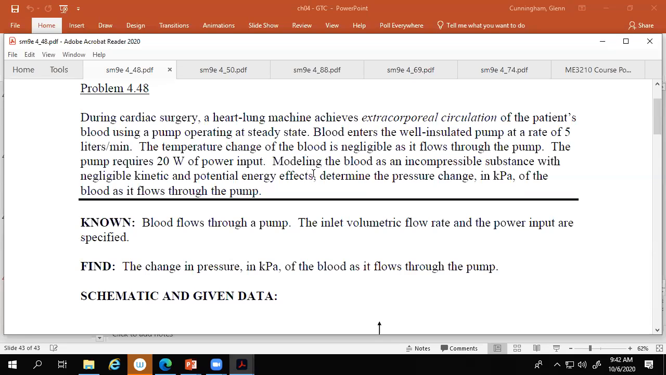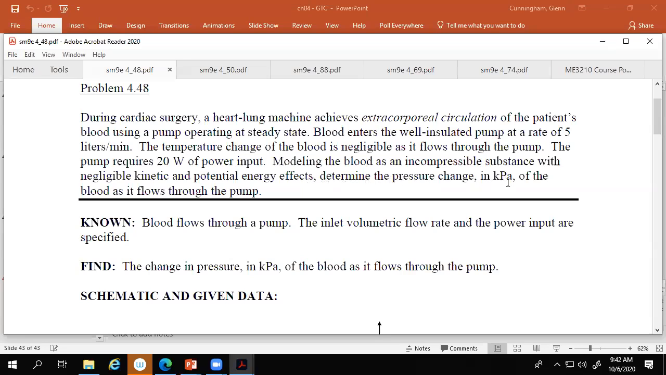Let's see, the pump requires 20 watts. 20 watts isn't much. Modeling the blood as an incompressible substance. So incompressible substance, that's code word for what? Cp equals Cv equals C. There's just one. Negligible kinetic and potential energy effects, that's not unusual. You know what that says: throw out the velocity terms and the elevation terms out of the energy equation.